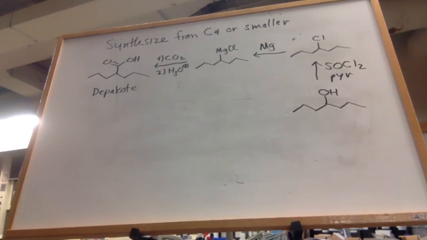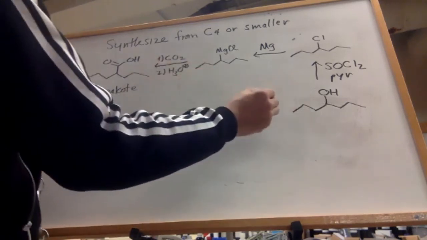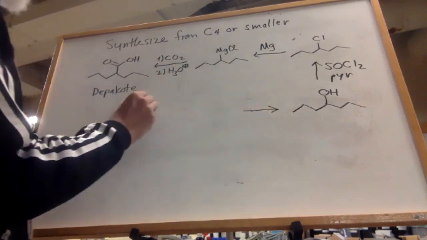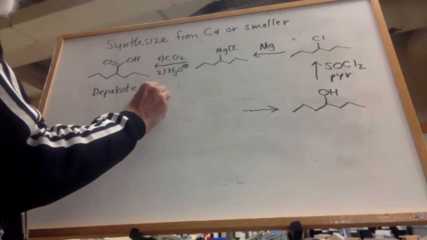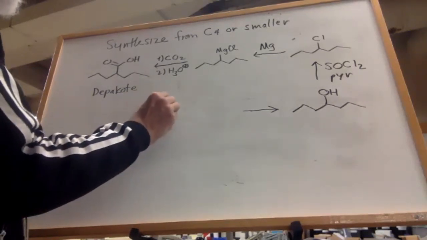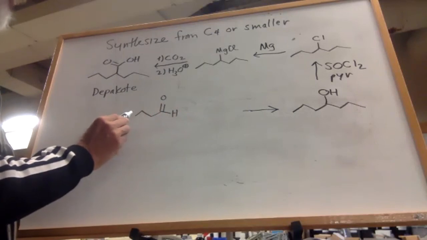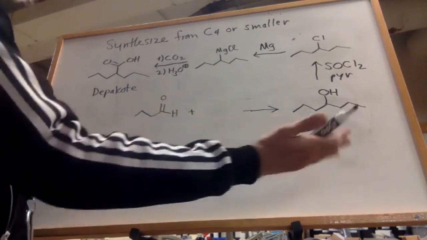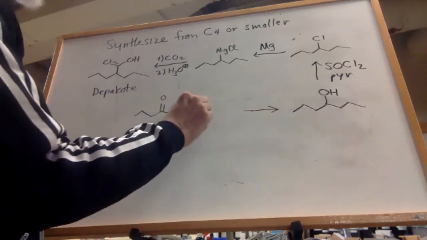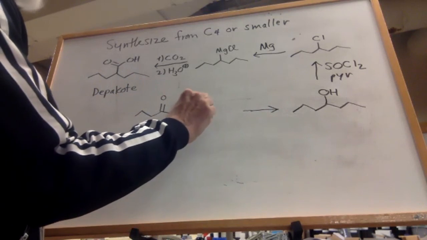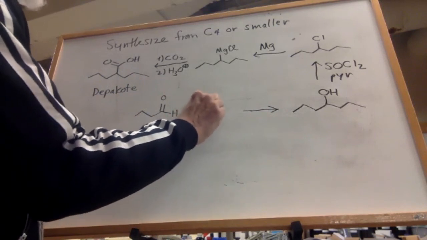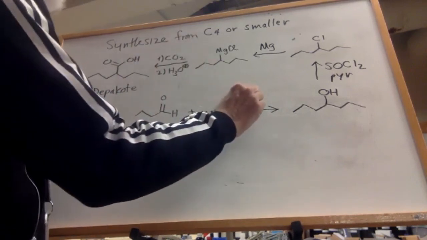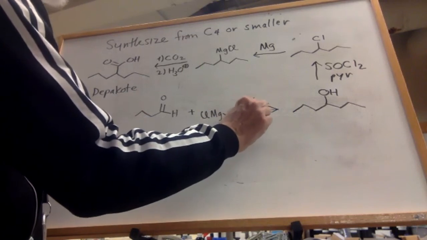We could make this using another Grignard reaction, where we would take this aldehyde. Oh, and he's legal. 1, 2, 3, 4 carbons. He's legal. And we're going to bring in the right-hand part of this molecule using a Grignard. So maybe something like this normal propyl magnesium chloride, then H3O plus workup.